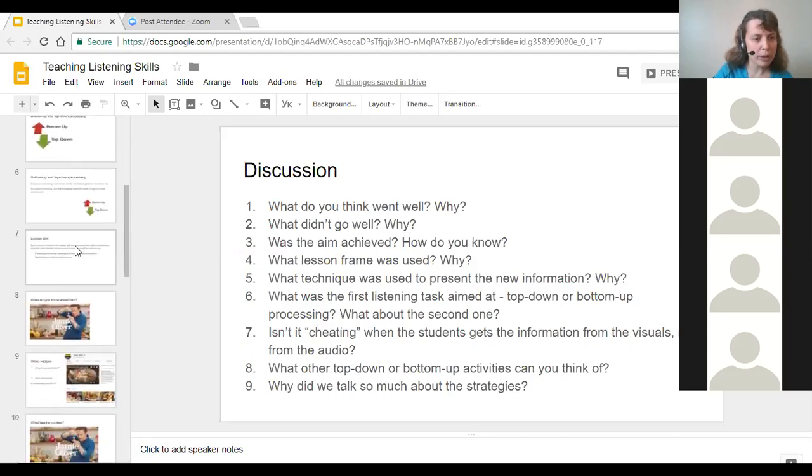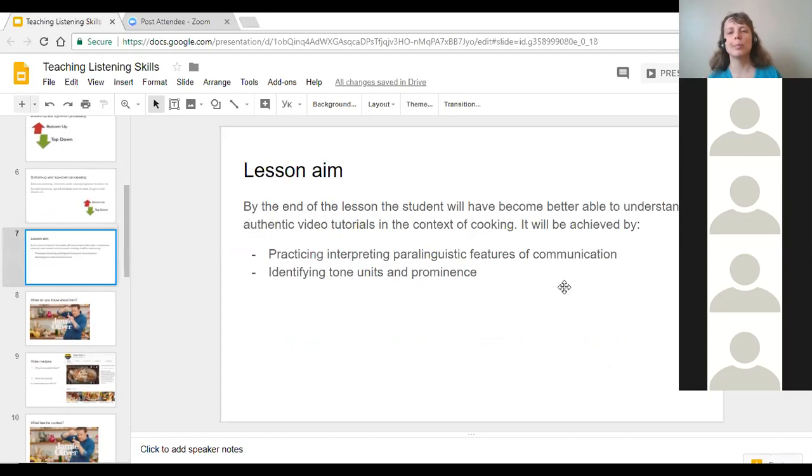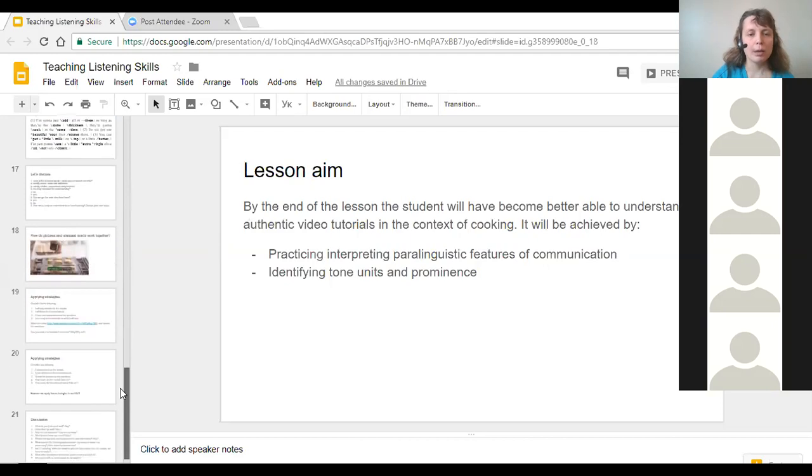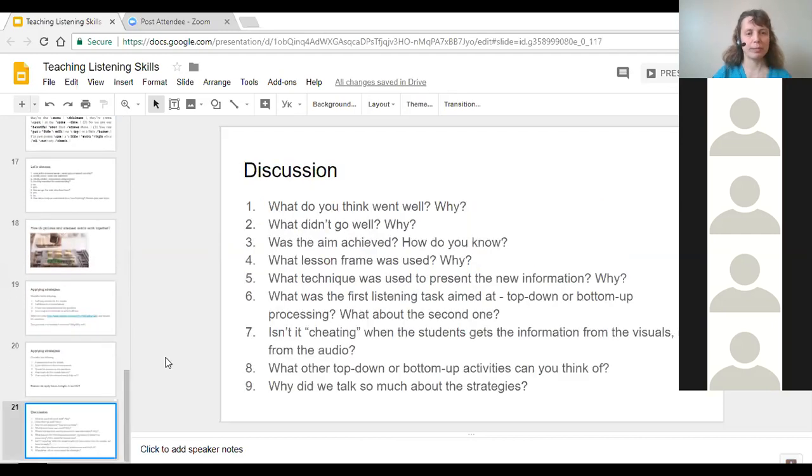Here is my aim. I wanted to make him better able to understand authentic videos. I wanted him to use paralinguistic features, so actually the picture itself and the captions, I'm struggling with that, and identify tone units, blah, blah, blah, pause, blah, blah, blah, pause, and prominence, stressed words. Did I achieve my aim?